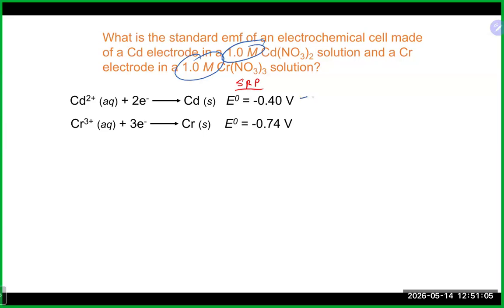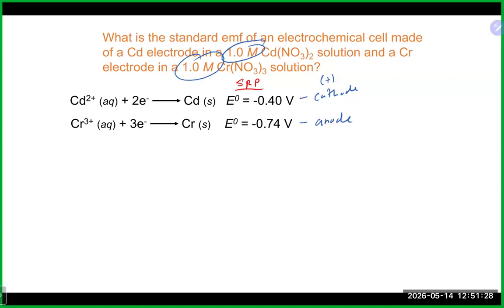Out of the two, this one is going to be just a little bit more positive than the other. So this one is going to be our cathode, and by default, this one would be our anode. Once again, we weren't given any overall reaction, so we can simply use the SRP values to determine that. I'm going to balance the equation here first.